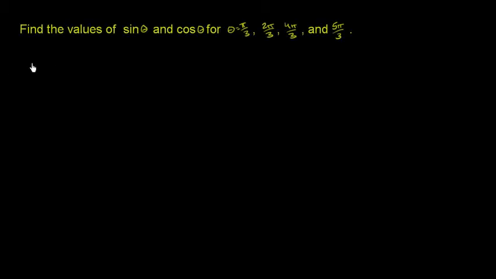We are asked to find the values of sine of theta and cosine of theta for theta equal to pi over 3, 2 pi over 3, 4 pi over 3, and 5 pi over 3. And I assume that they're talking about these angle measures being in radians. So let's figure out what this is going to be.